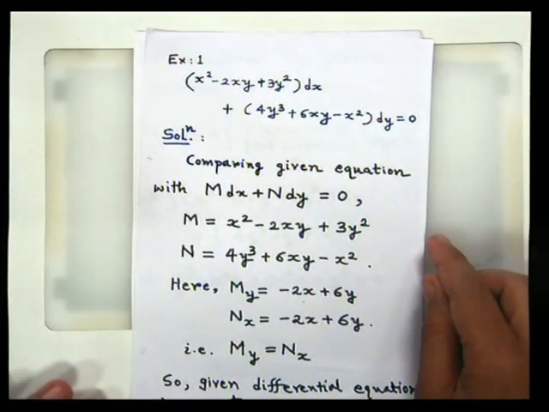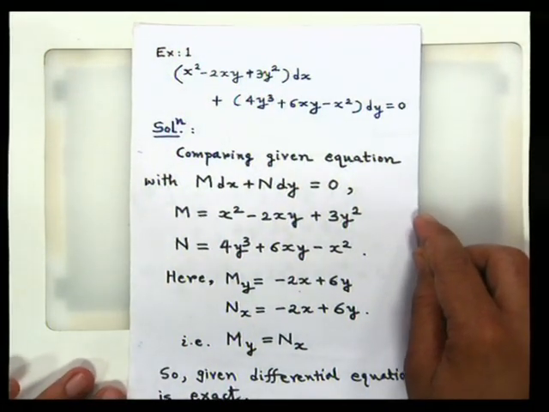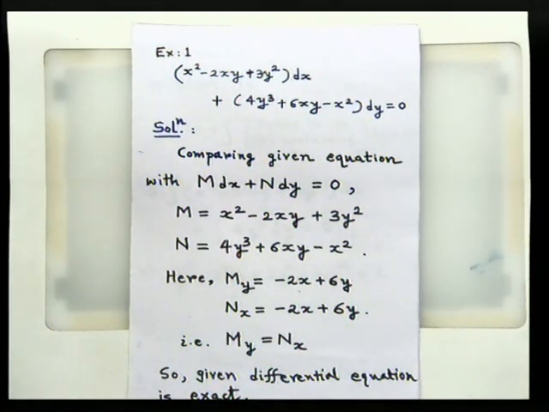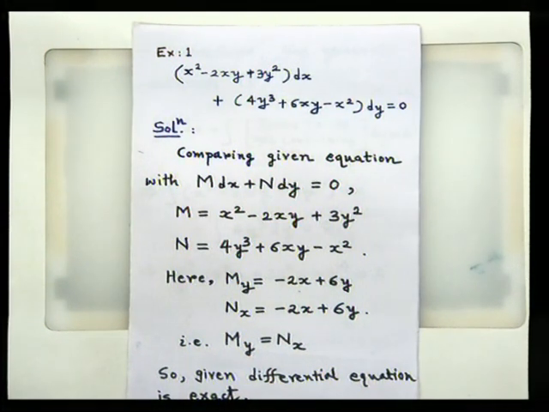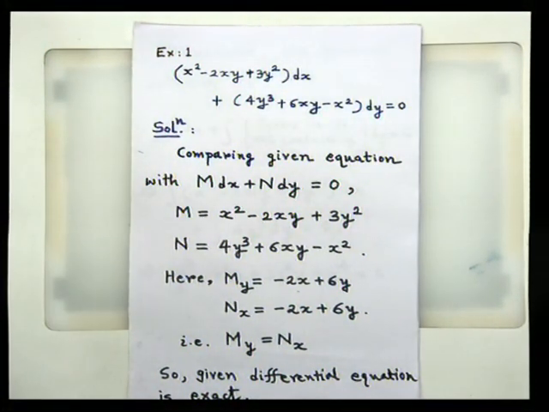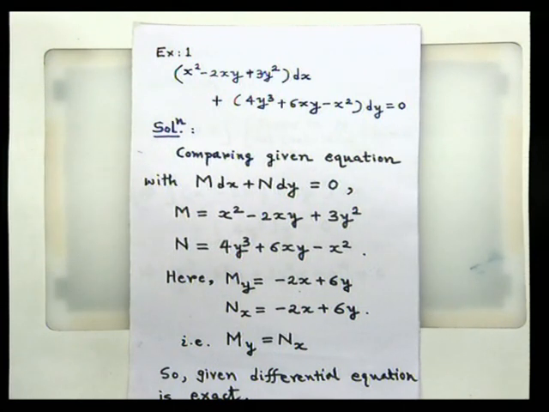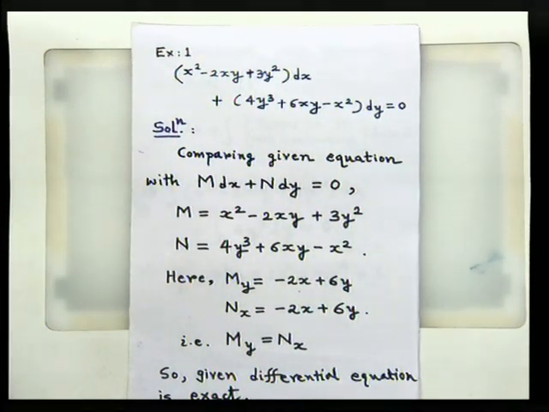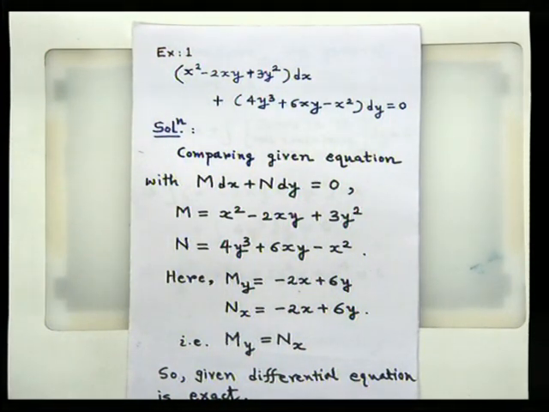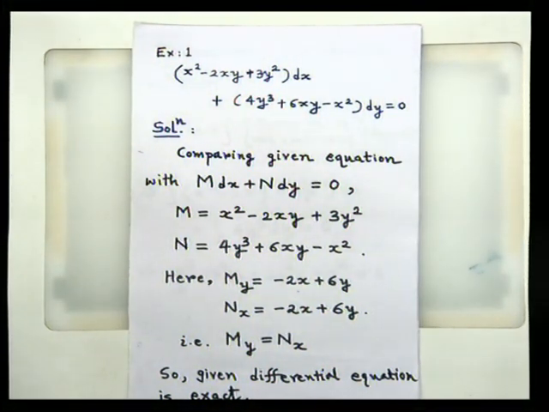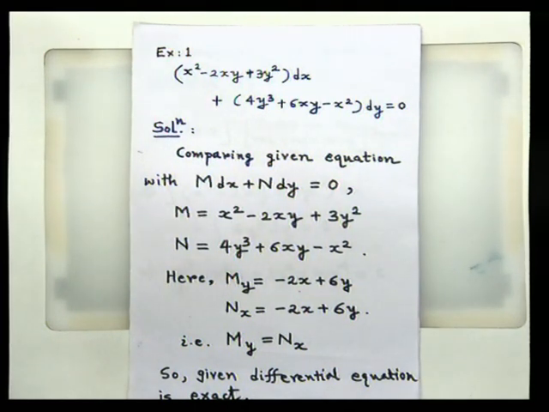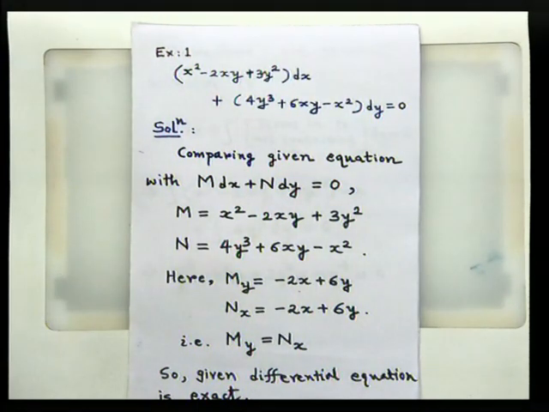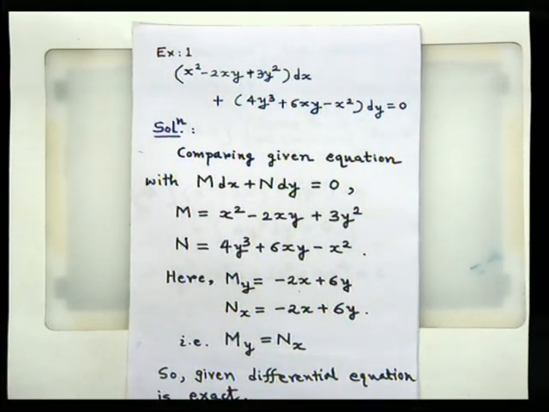So first one, first is (x square minus 2xy plus 3y square) dx plus (4y cube plus 6xy minus x square) dy equal to 0. So this equation is already in the form m dx plus n dy is equal to 0. So comparing the given equation with m dx plus n dy equal to 0, we have m equal to x square minus 2xy plus 3y square and n equal to 4y cube plus 6xy minus x square.